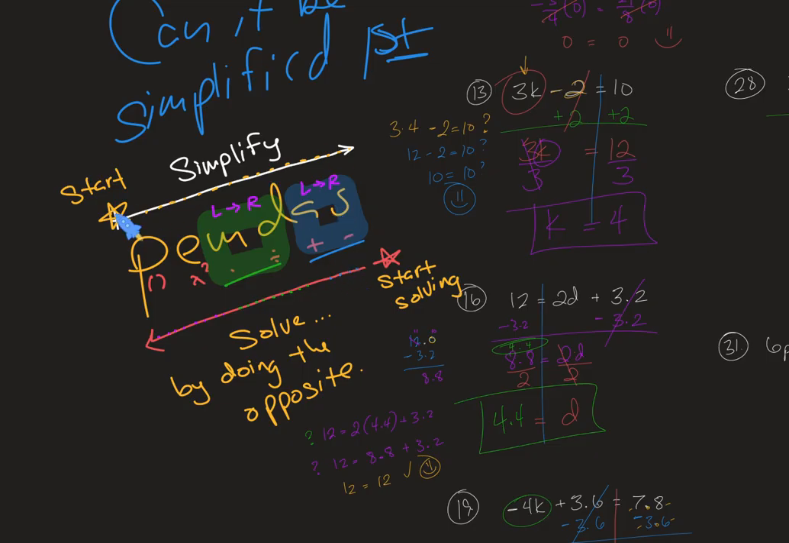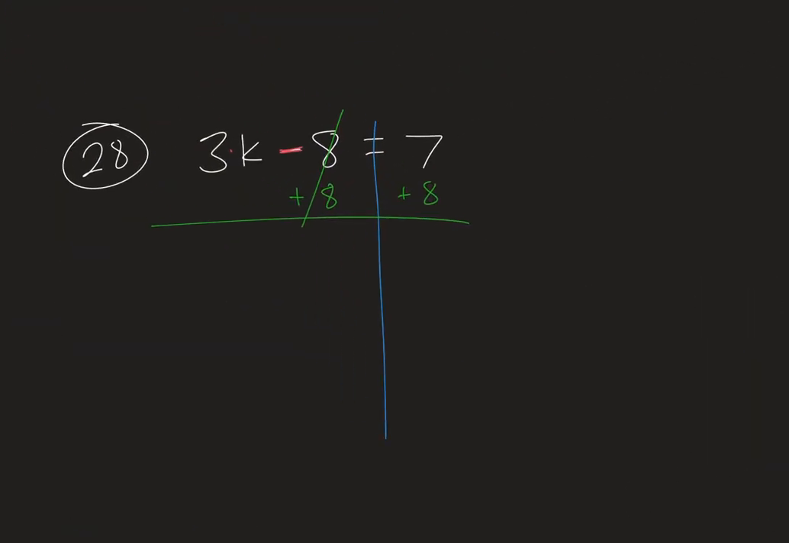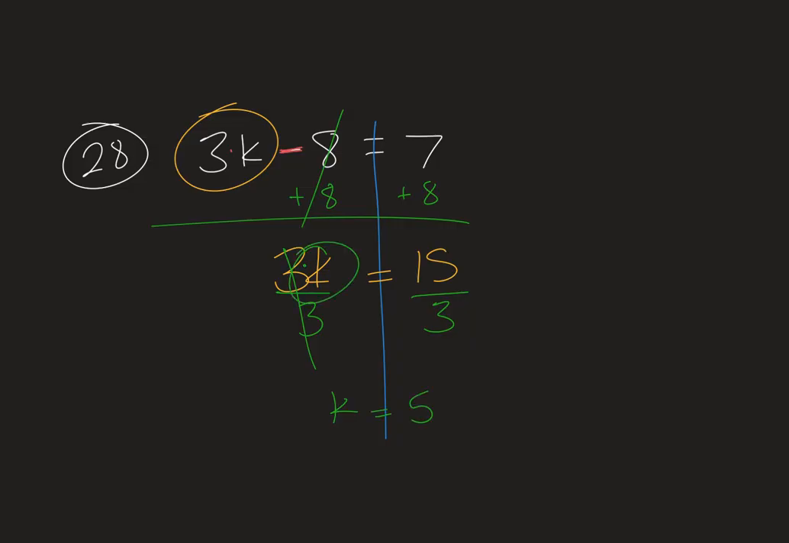Just like with PEMDAS or GEMDAS, however you learned it, you start here and you think going this direction. But once you're ready to start solving, you start here and you think going this direction. So that's why we're going to go ahead and add 8, because that's the opposite of minus 8. And we end up getting 3k equals 15. And now we look at that and go, hey, 3 times k, we can divide that and we get k equals 5.